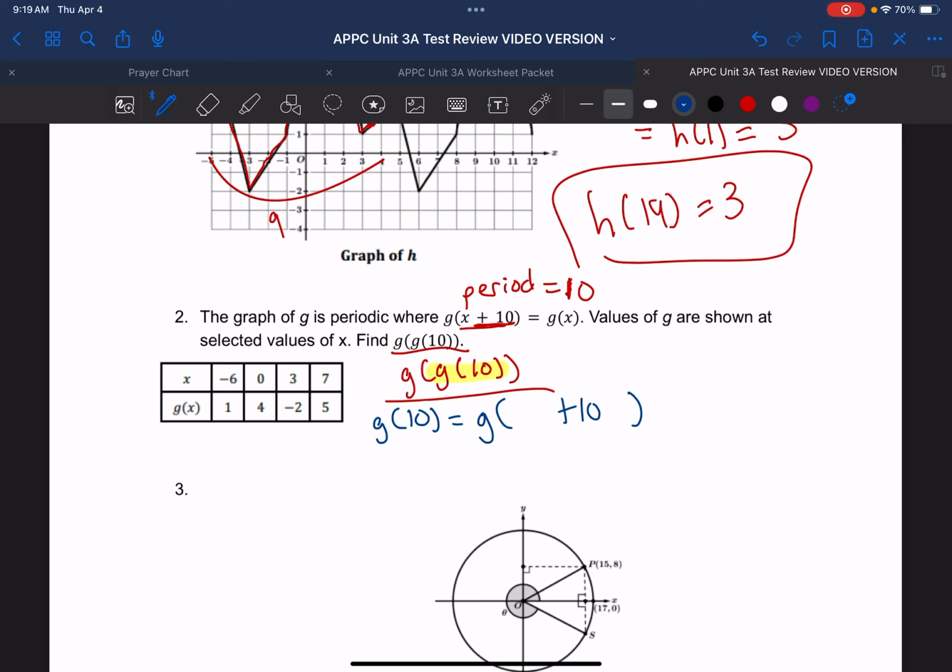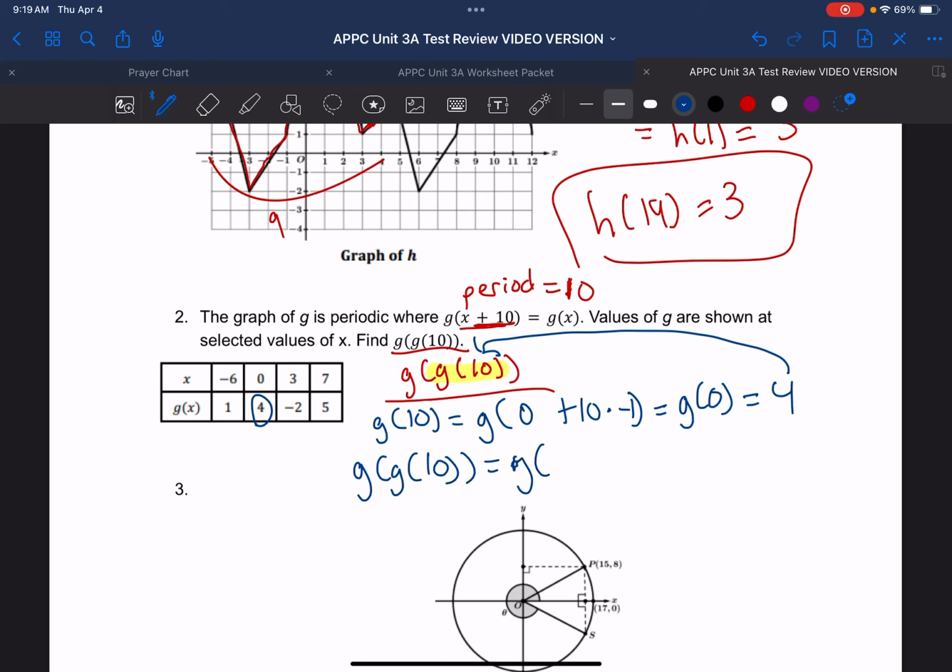If I go forward from 10, I end up at 20. That's not on here, that's not helpful. But if I go backwards from 10 here, I end up at 0, which is a value on my chart. So I could rewrite this as 10 times negative 1 plus 0. So that is the same thing as g of 0, and g of 0 is 4. So now that 4 gets plugged back in here into the function composition. So the inner g of 10 is 4, and we need g of 4.